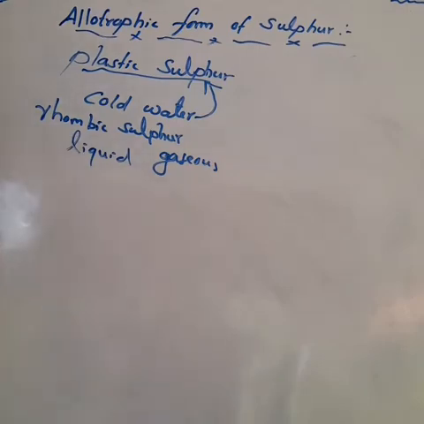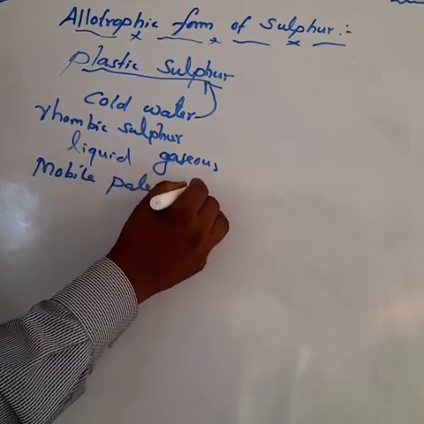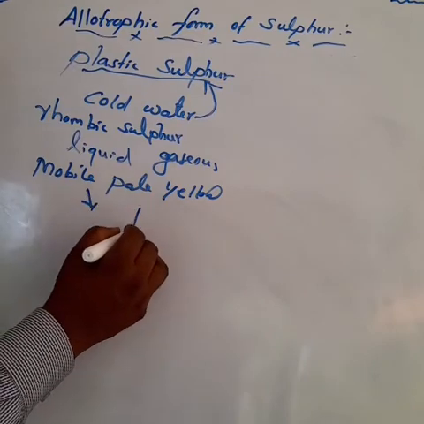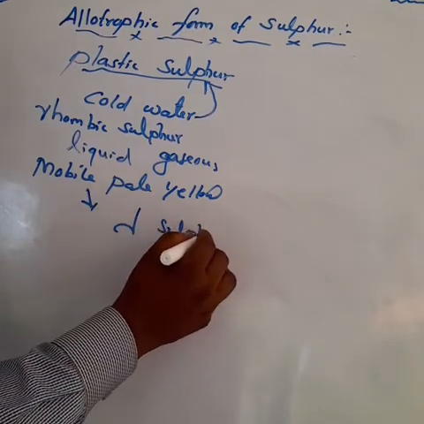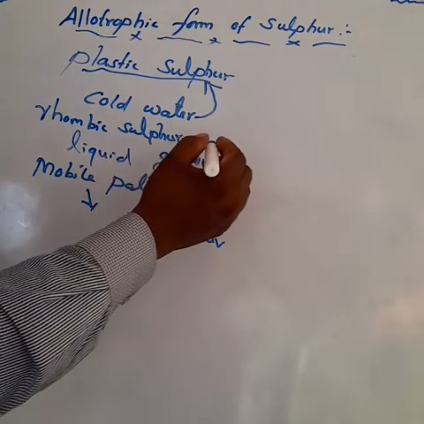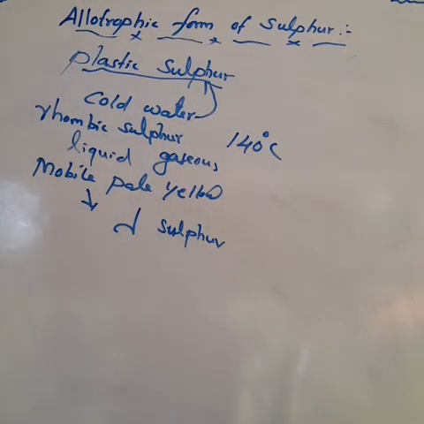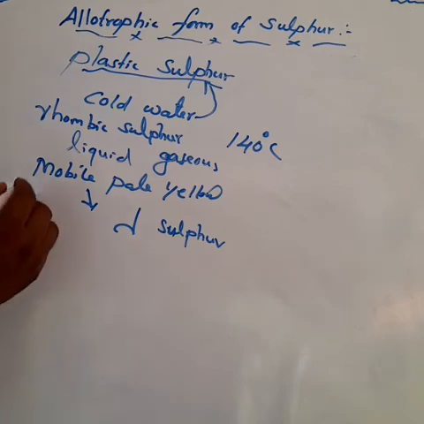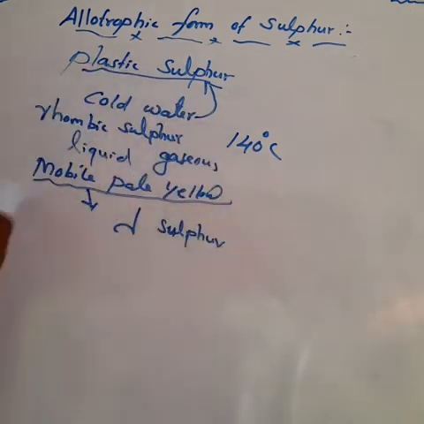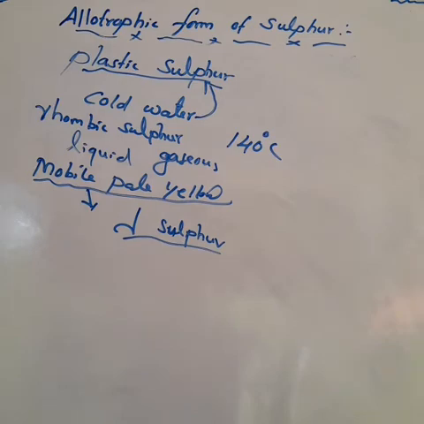At 140 degrees Celsius, monoclinic sulfur melts to form a mobile pale yellow liquid that we call lambda sulfur. What is the temperature? Don't forget the temperature: 140 degrees Celsius. The monoclinic sulfur forms a mobile pale yellow liquid, that sulfur we call lambda sulfur.